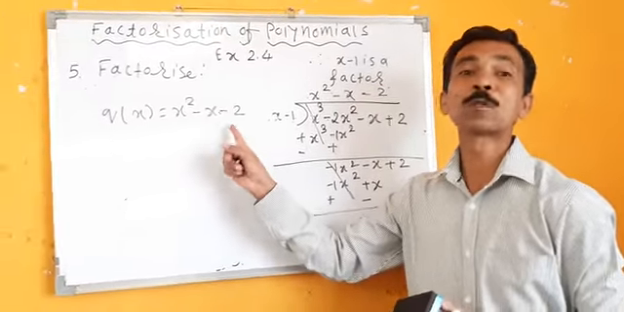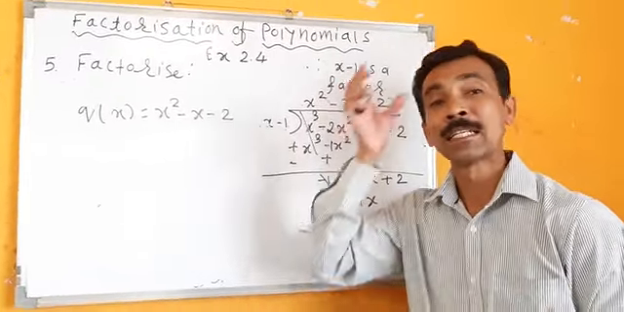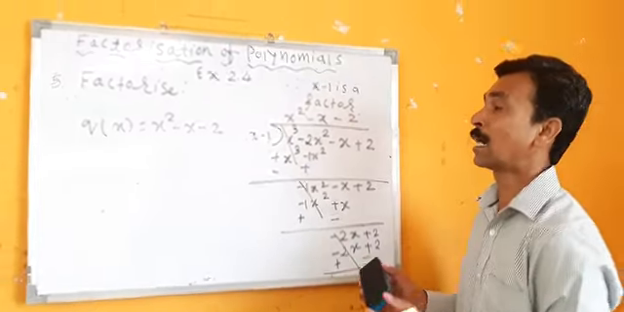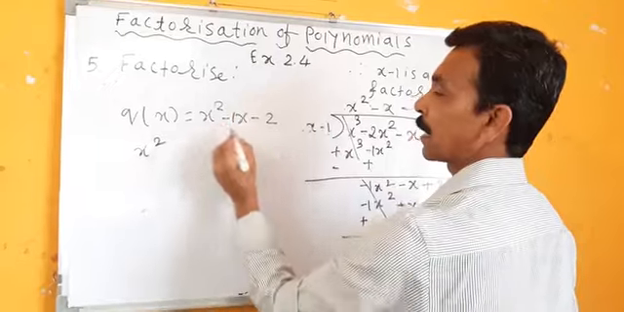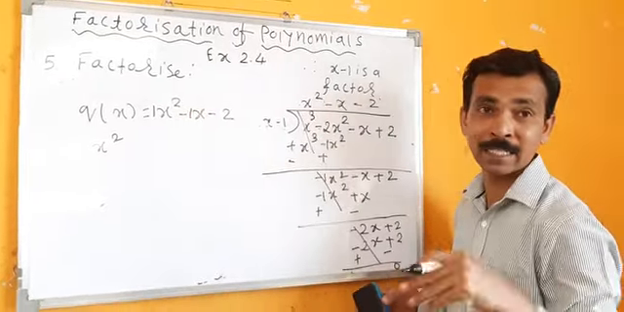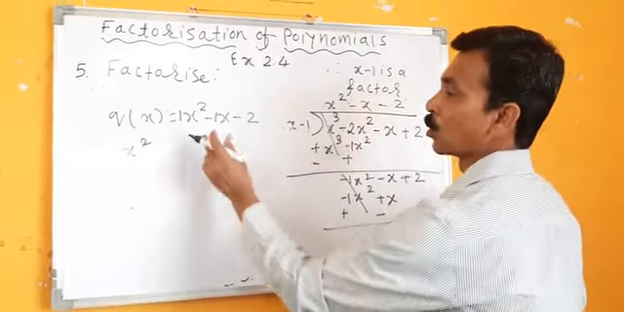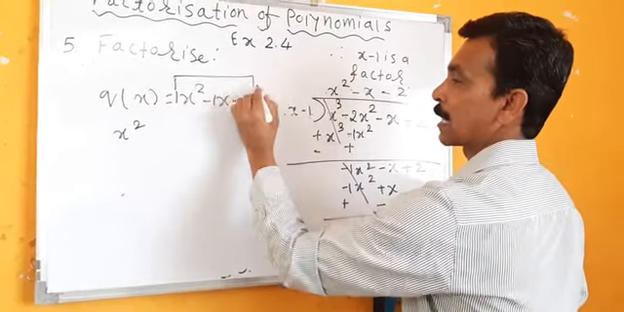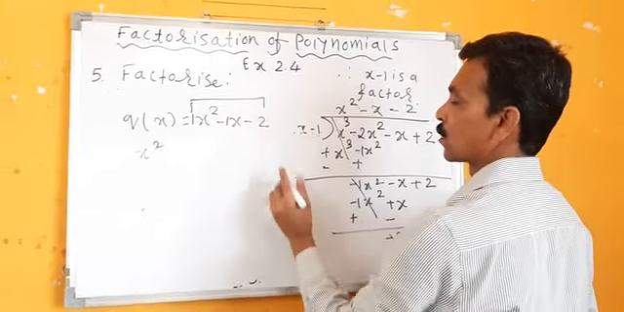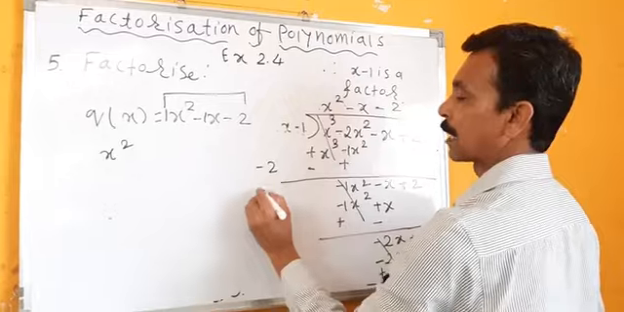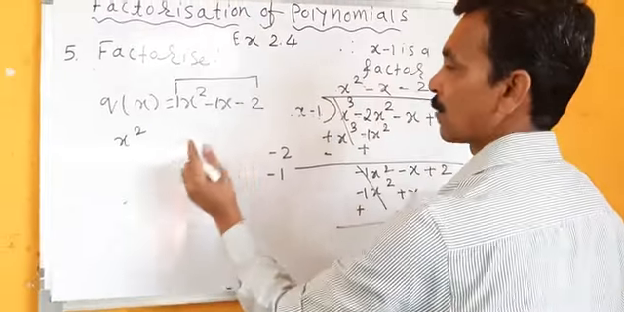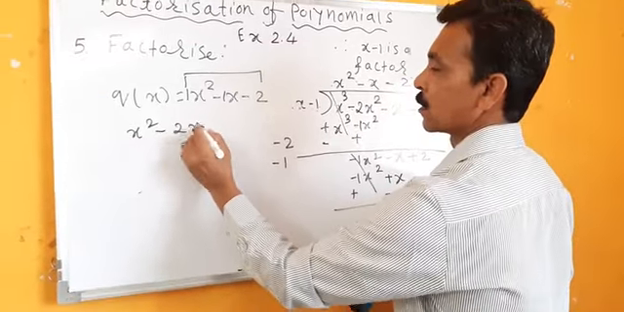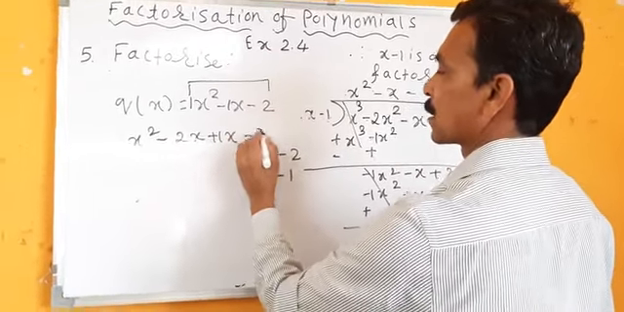Now we have to do splitting the term, that is, we have to factorize it. X square, this is 1, right? I have told you in the previous example what to do. Multiply the first and last term. 1 into minus 2 is what? Minus 2. What is the middle term? Minus 1, right? Now what are the factors? X square minus 2x plus 1x minus 2.